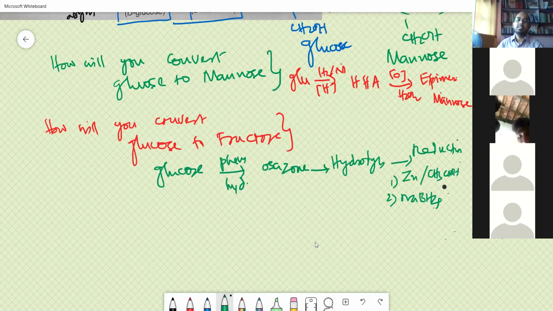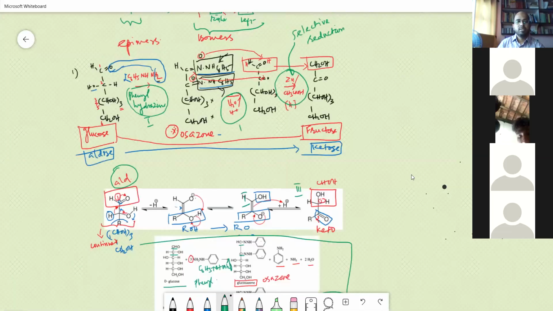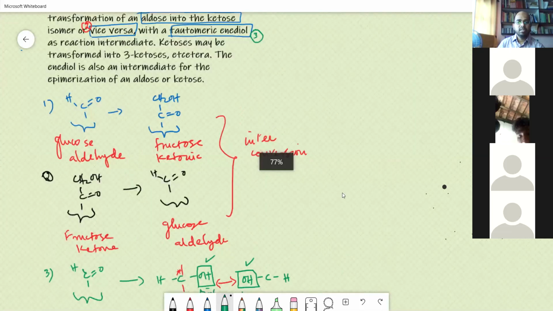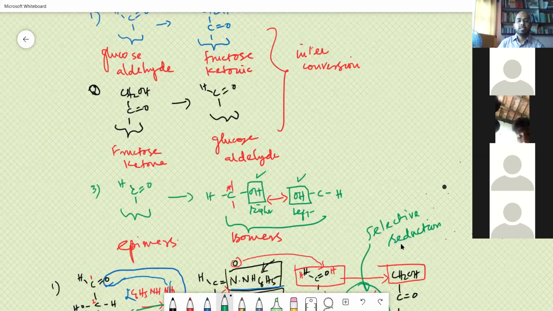Okay. So this is the conversion of the first one. This is the first one. This is the second one. So this is pertaining to our initial objective. What was our objective? First one is aldose to ketose. Second one is ketose to aldose. And the third one I'm going to show you is the tautomer diol. So that is not in your syllabus, but anyway, I'm just telling you what is tautomer diol.